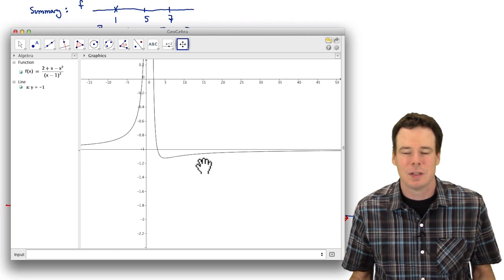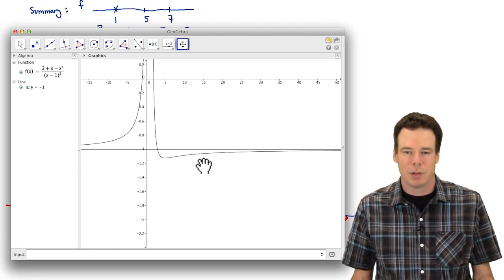All right, so that's it for this example. We're going to go ahead and do one more example, and then we'll look at an example of a slant asymptote.